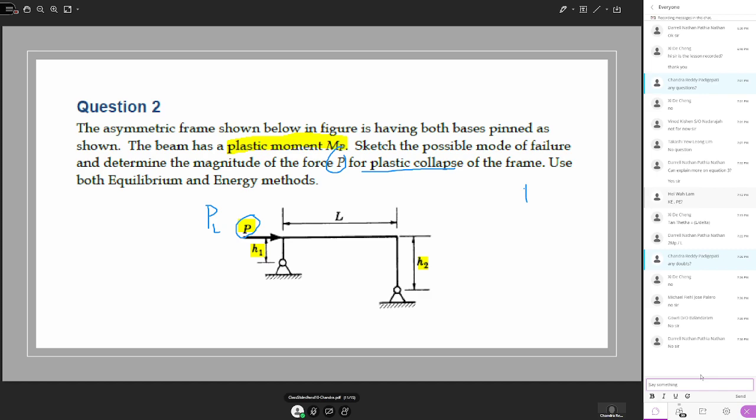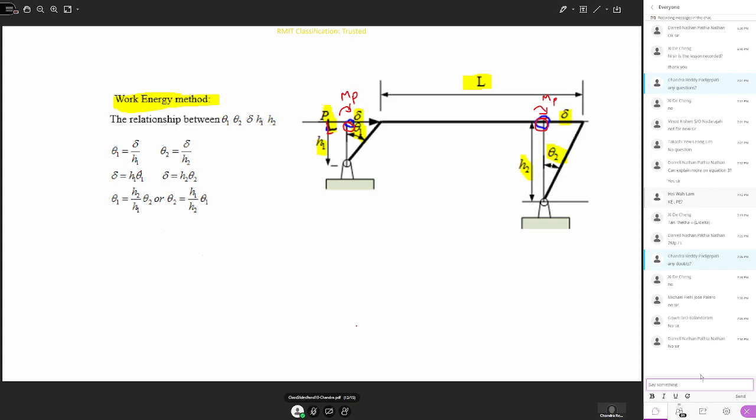Here you can see that this beam is pin connected here and also pin connected here. Here the height is h1, here the height is h2, the length here is L, and the load is acting horizontally. When the load increases to plastic load, where do you expect the plastic hinges to develop?